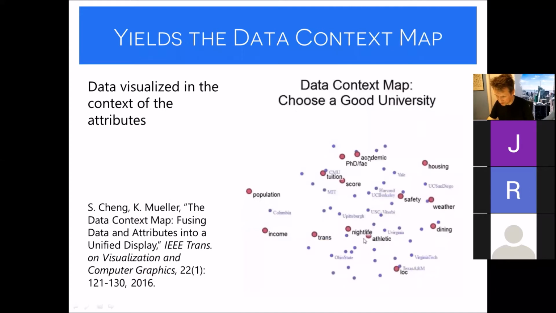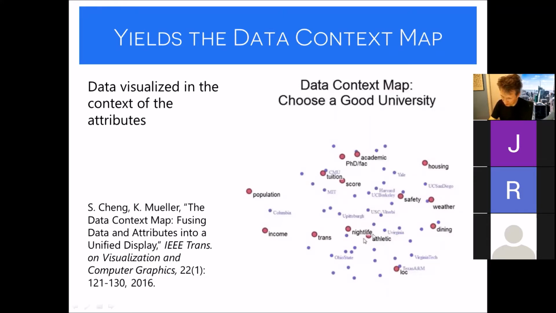Now you can see from here it's a joint display. You see academic value is very closely related to PhD by faculty. I think we saw that in the previous slide set. Tuition is also related very closely. You pay more tuition when you have a school with higher academic value, and the score in the US News report is higher. Then weather is somewhat related to safety. Weather is also related to dining, interestingly. Athletic is related to nightlife.